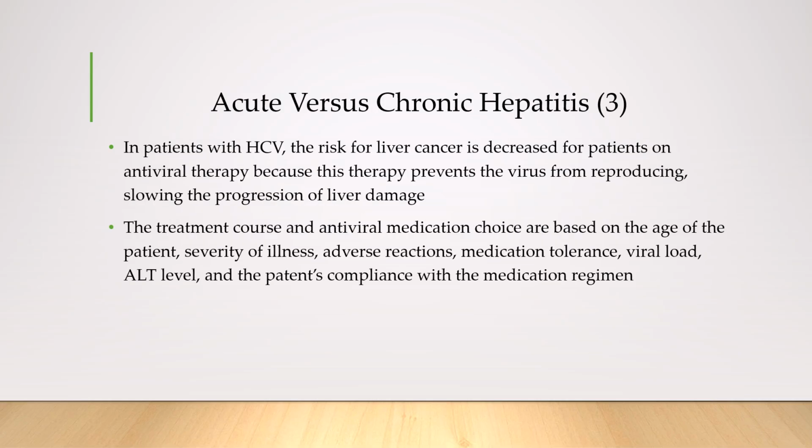So, acute versus chronic hepatitis, continuing. In patients with hepatitis C, the risk for liver cancer is decreased for patients on antiviral therapy because this therapy will prevent the virus from reproducing, and this is going to slow the progression of the liver damage. The treatment course and antiviral medication choices are based on the age of the patient, the severity of the illness, adverse reactions, their medication tolerance, their viral load, ALT levels, and the patient's compliance with the medication regimen.